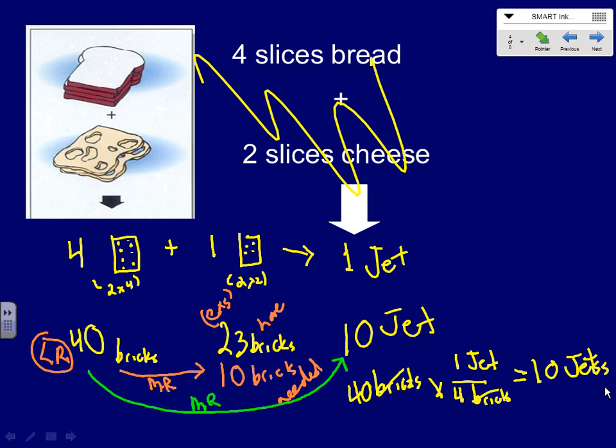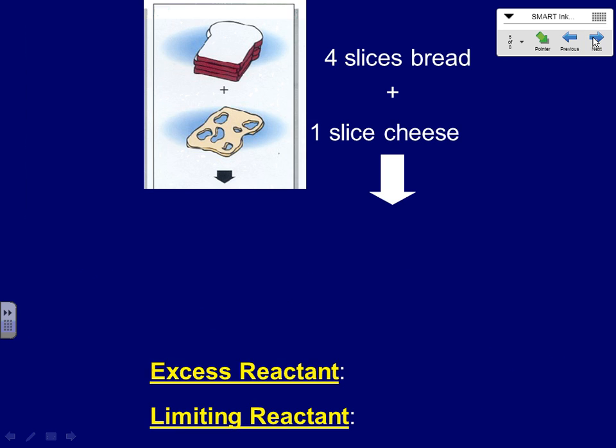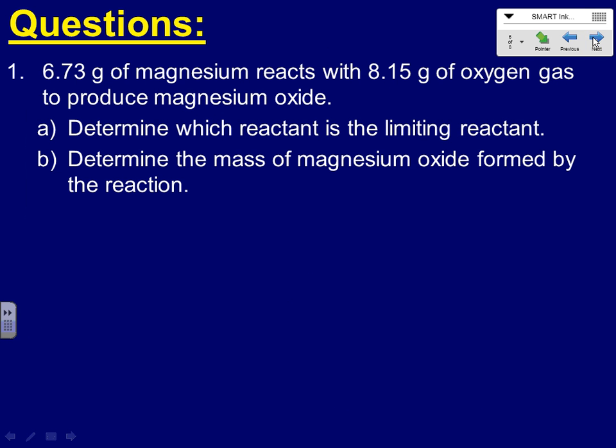Now I'm not going to make you make the jets I did this morning. That was good fun. But I think we get the idea that one of them is going to run out and the other one is going to be in excess. Let's go ahead and do some problems. And then once we're done, like I said, I'm going to give you some time to work on this.